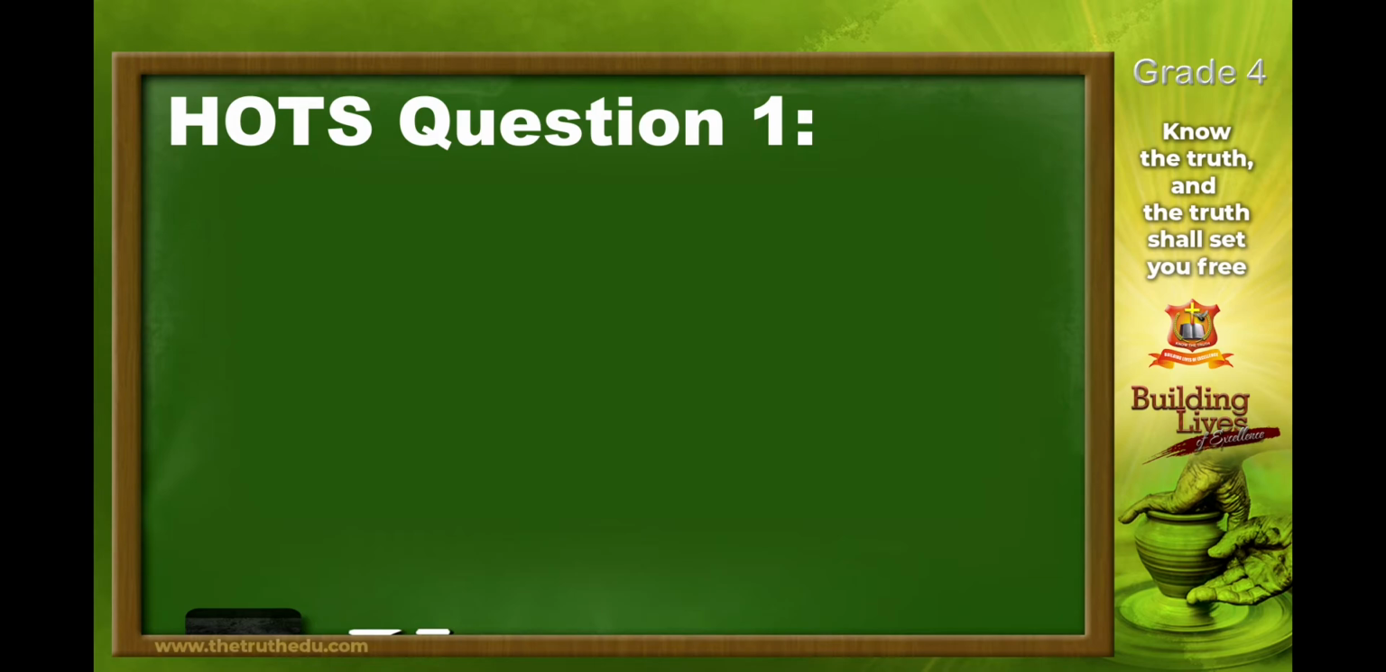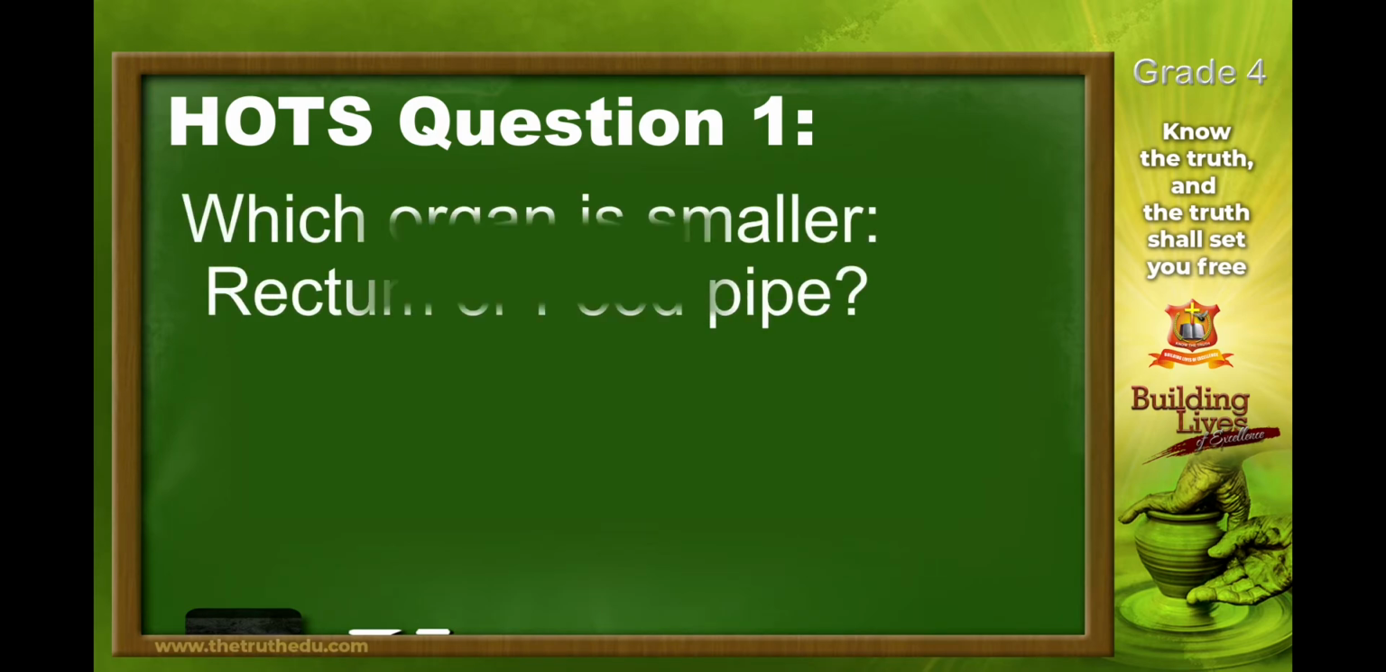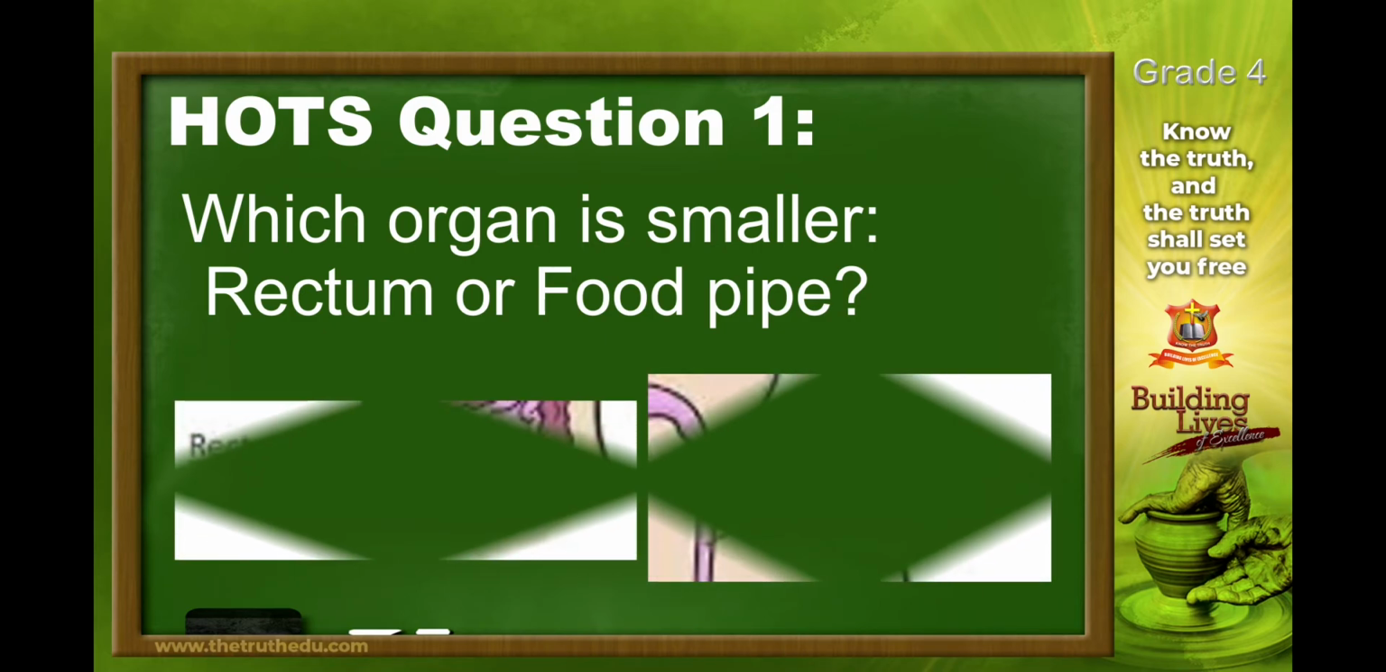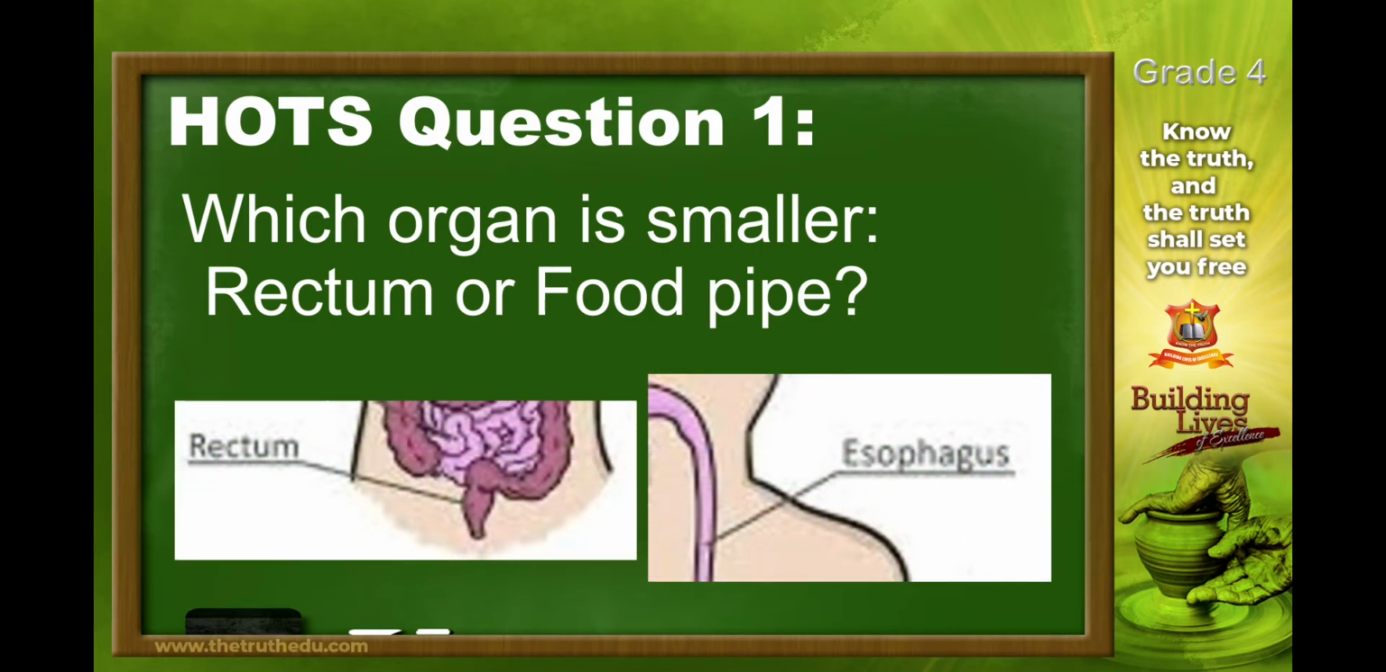So HOTS question. Okay, we have more than one HOTS question today. HOTS question number 1. Which organ is smaller, the rectum or the food pipe? Which of these two organs is smaller? Okay, smaller in the sense which is not long, which is short. Which organ is shorter, the rectum or the food pipe? Think about it.